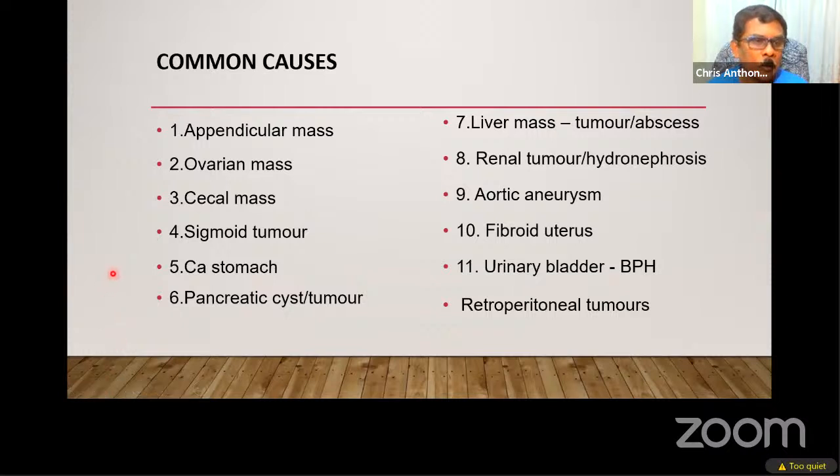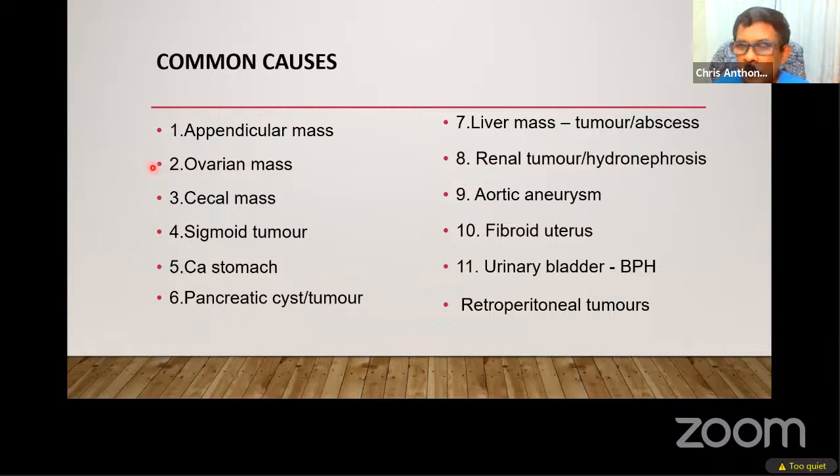Now, what are the common causes of abdominal mass in our patients? First, the most common is appendicular mass and abscess. Appendicular mass and abscess usually have acute onset within a few days. There's a tender mass in the right iliac fossa, with guarding and rebound tenderness.